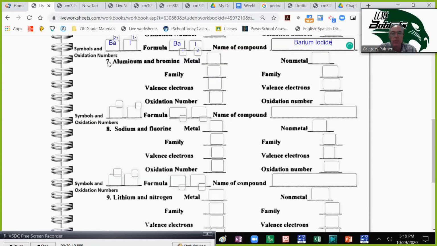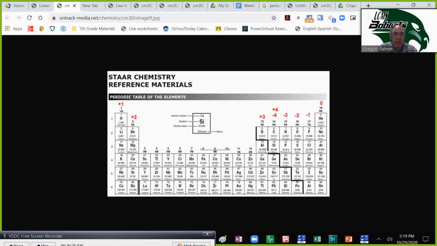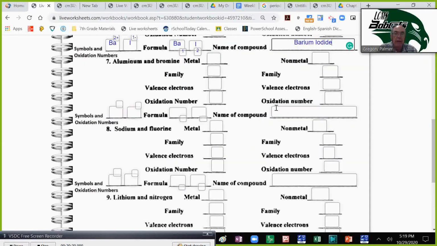Okay, now the next one says do aluminum and bromine. Okay, so we have to find aluminum on the periodic table. Remember, aluminum is a metalloid by position. It's right here in family 3. And its oxidation number is 3 plus. And I said anything that ends in INE is over here in family 7. Its oxidation number is 1 negative.